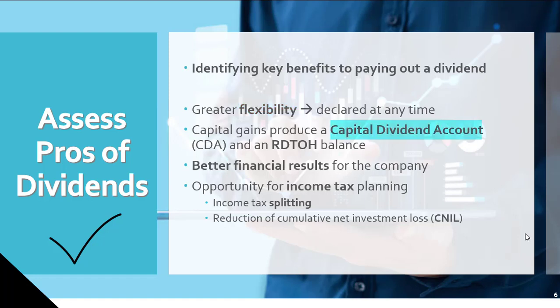Capital gains produce amounts for a capital dividend account, known as CDA, and this can actually be paid out as a tax-free dividend in the future. Interest and capital gain income earned from investments will be considered property income. This will be subject to additional refundable tax, creating an RDTOH balance. And in this case, by paying out a dividend, the company will receive a dividend refund by paying the general corporate tax rate.